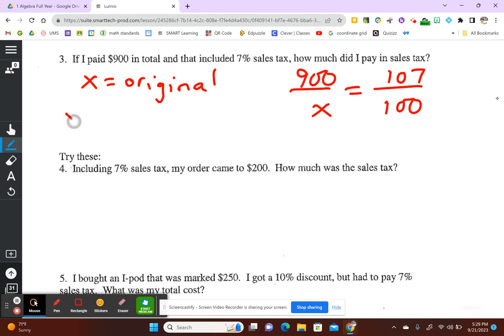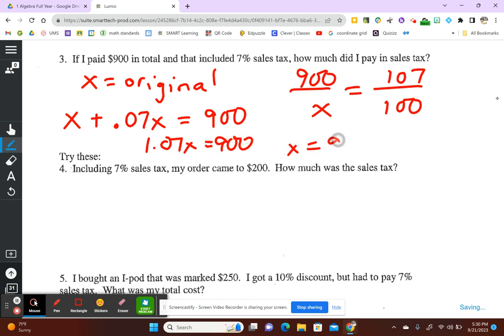Something else you could do is say, well, I start with the original cost and I add 7% of the original cost, and that will be 900. Or 1.07x equals 900, or x equals 900 divided by 1.07. And if I do 900 divided by 1.07, I get 841.12, which means I paid $58.88 in sales tax.